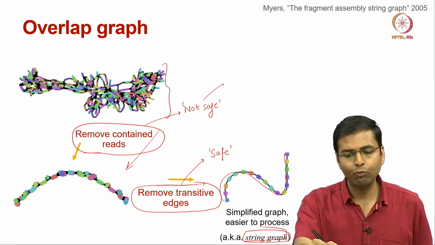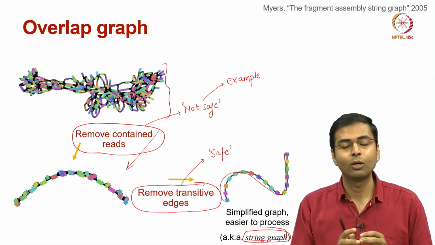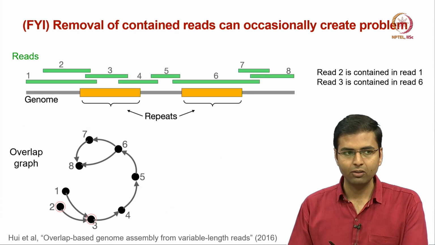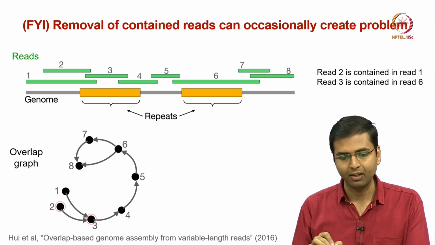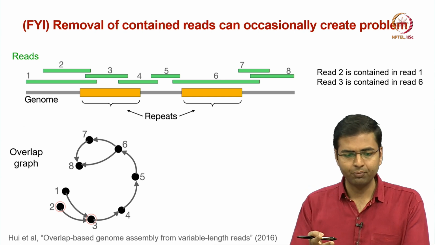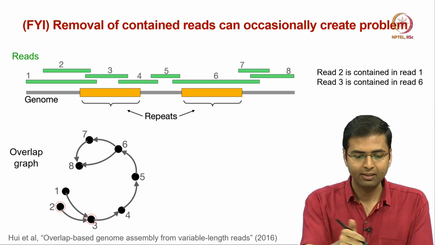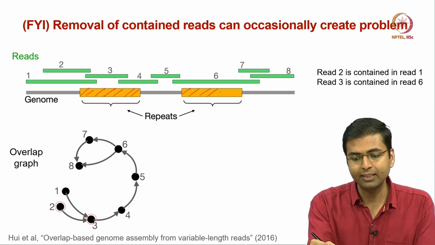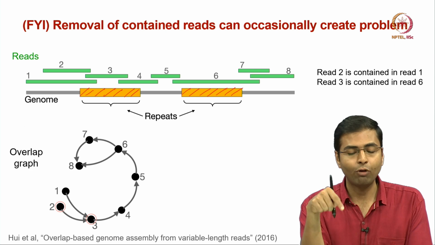Let me show you an example of why this is not safe, why occasionally we can make errors when we are removing contained reads. This is an example to illustrate where removal of contained reads can occasionally create problems. This particularly happens when you have repeats in the genome. Observe that in this genome sequence there is a repetitive region, a sequence that is repeated twice. Now, in green color I am showing you the reads sampled from this genome sequence.